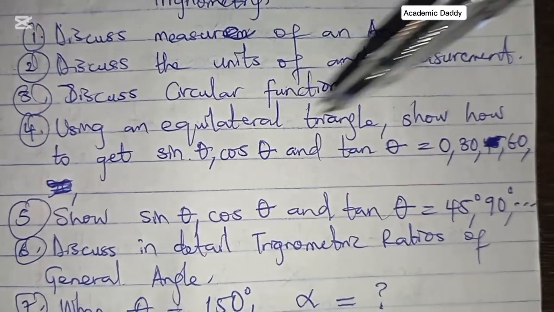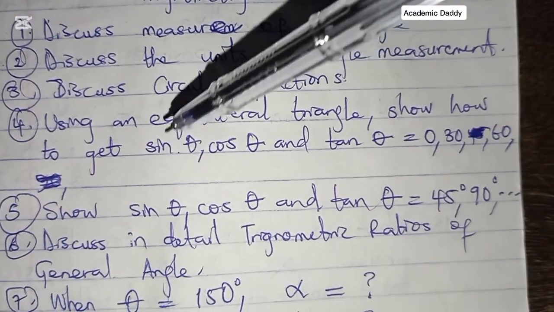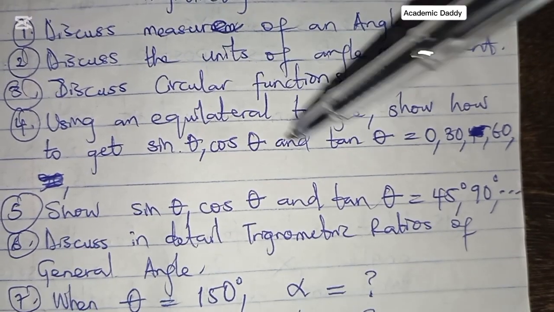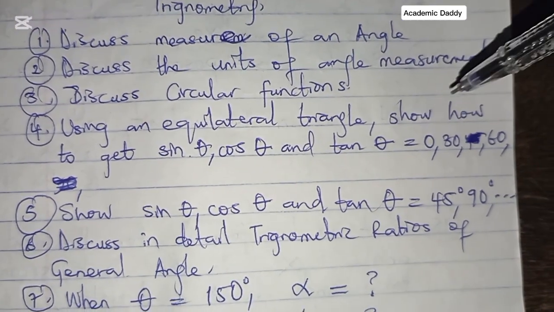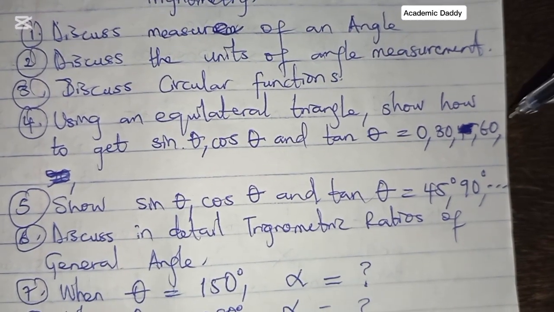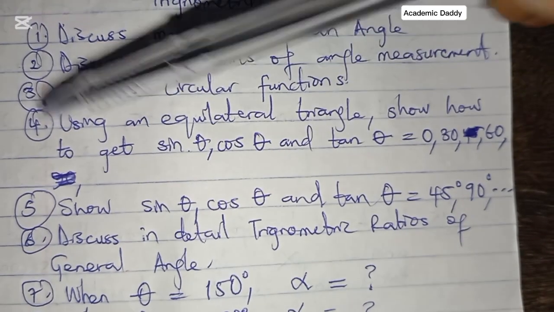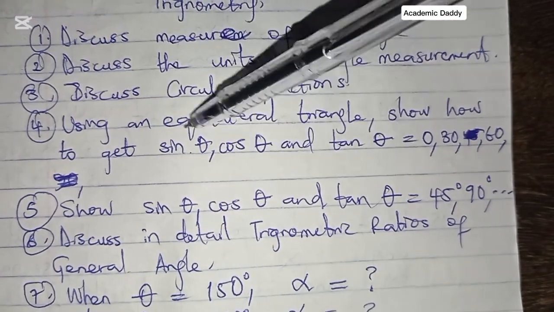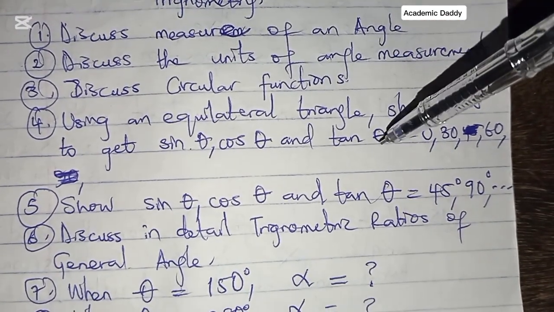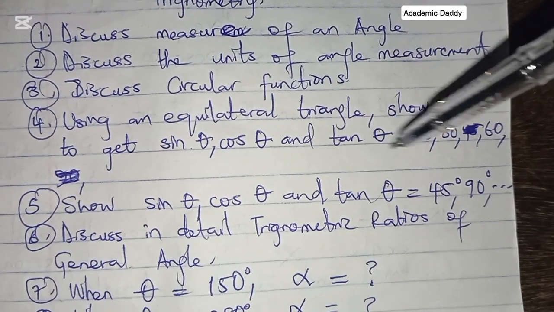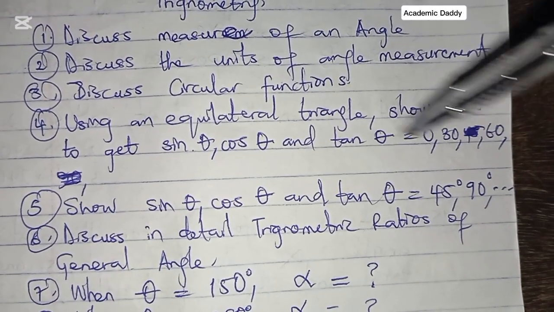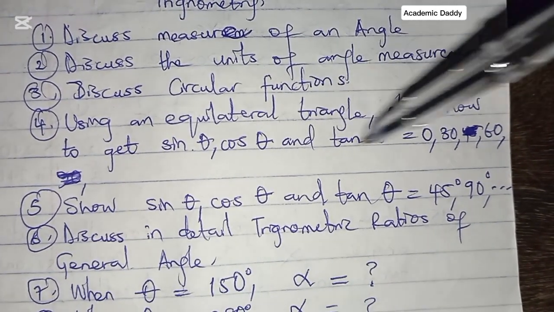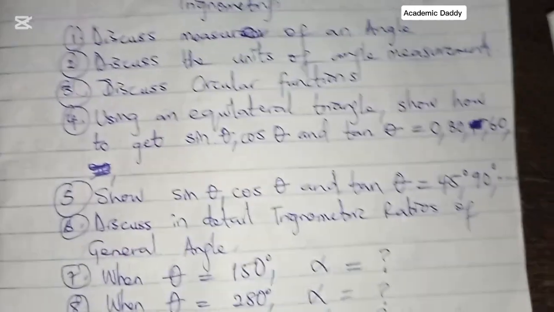So the question says, using an equilateral triangle, show how to get sine theta, cos theta, and tan theta for theta equals 0, 30 degrees, and 60 degrees. I'm talking about question 4. It's asking us to show how to get sine 30, cos 30, tan 30, and sine 60, cos 60, tan 60. So for us to do this, let's say this is our equilateral triangle.